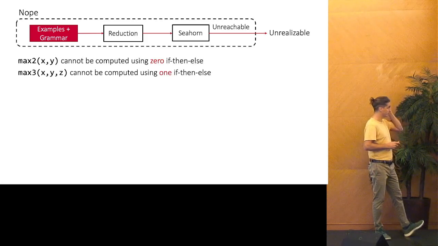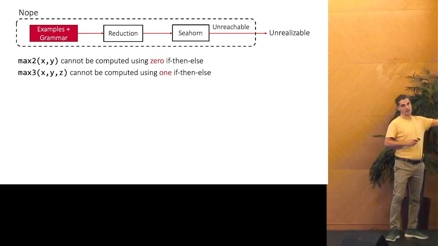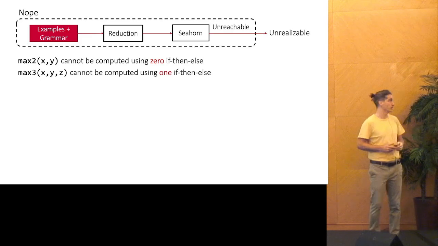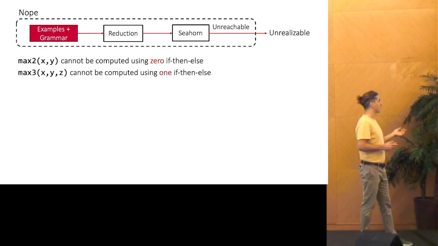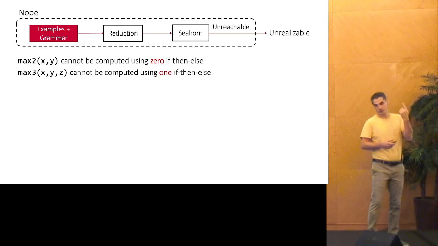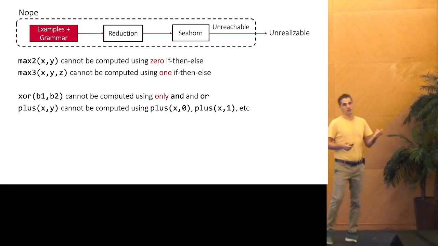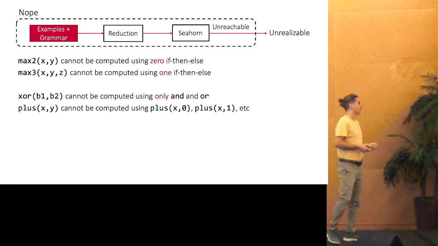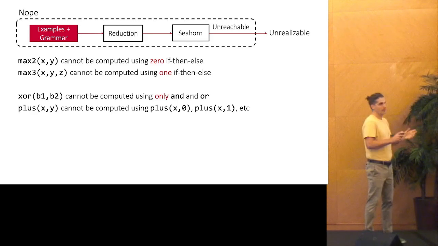And here are some cute things we could prove that came from the paper on minimizing SyGuS problems. We could prove that to do the max of 2 numbers, you really do need an if-then-else. If you do it without if-then-else, you cannot do it. The max of 3 numbers, you cannot do it with 1 if-then-else. To do the XOR, you cannot only use and or if you don't have negation. There might be other restrictions here I'm not mentioning, but this is kind of at the high level.